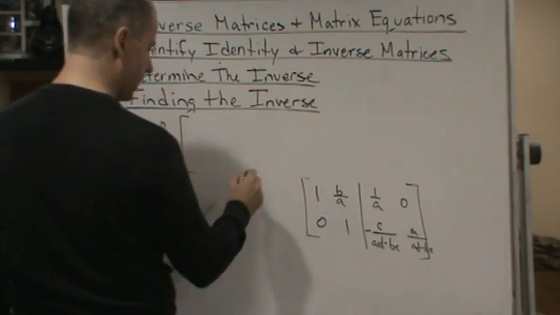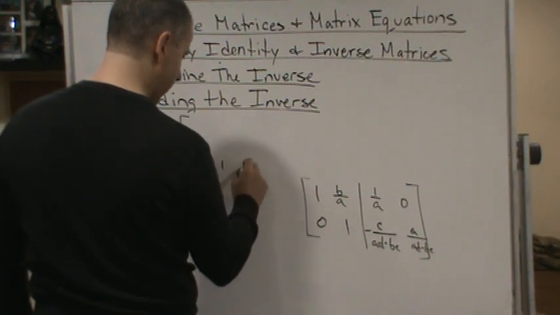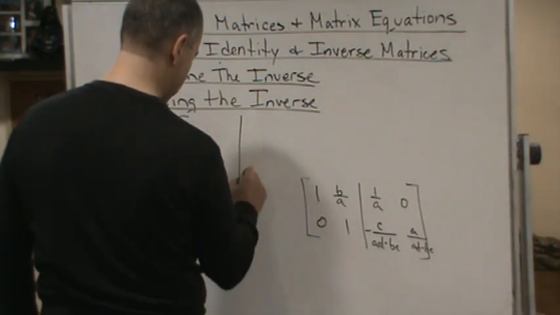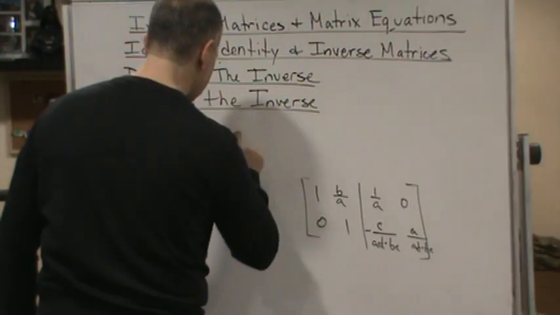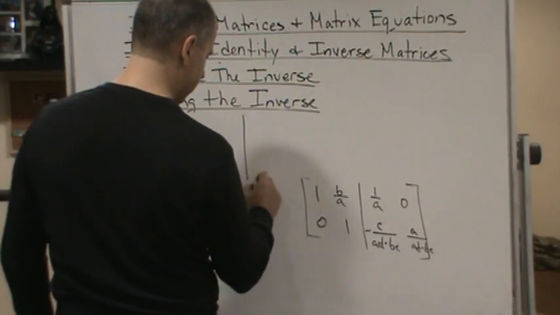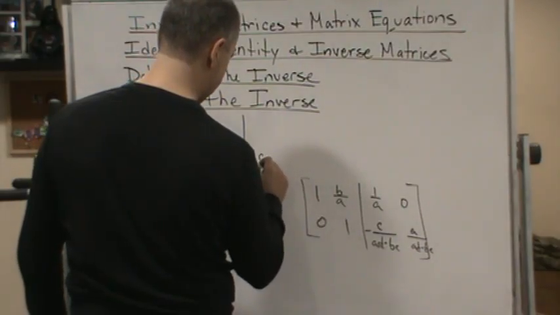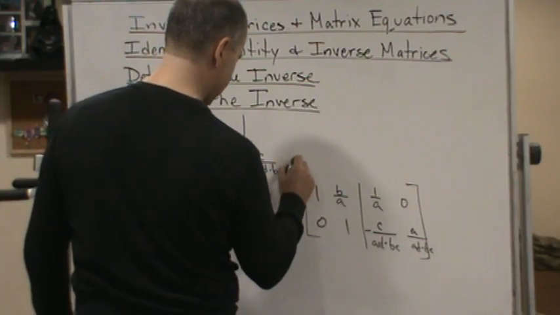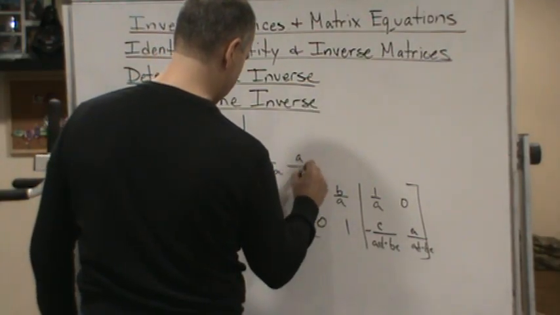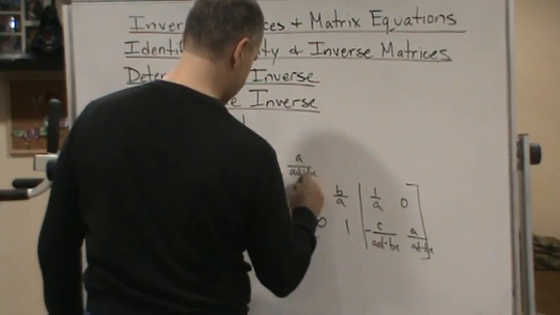Okay, now row 2 is going to stay the same. So this is going to be 0, 1, and this is going to be negative C over AD minus BC. This is A over AD minus BC.